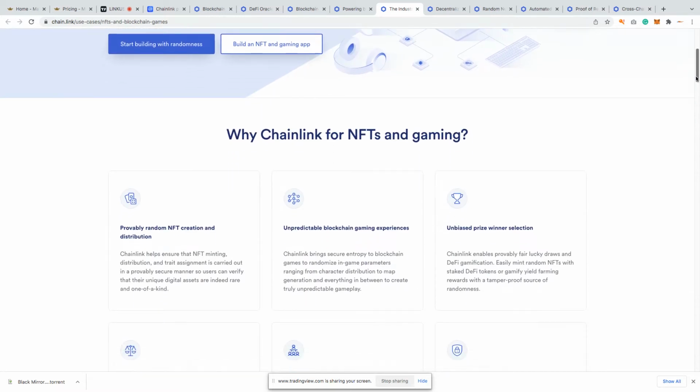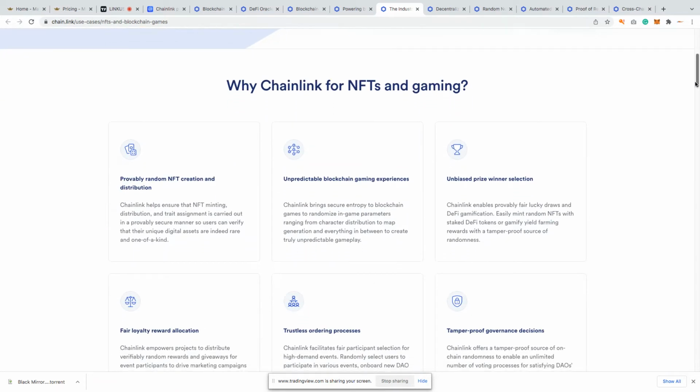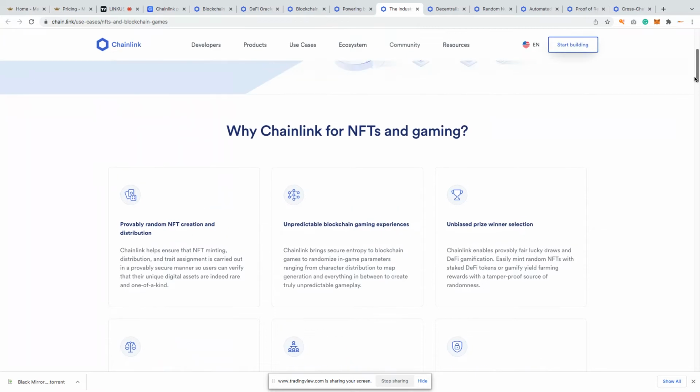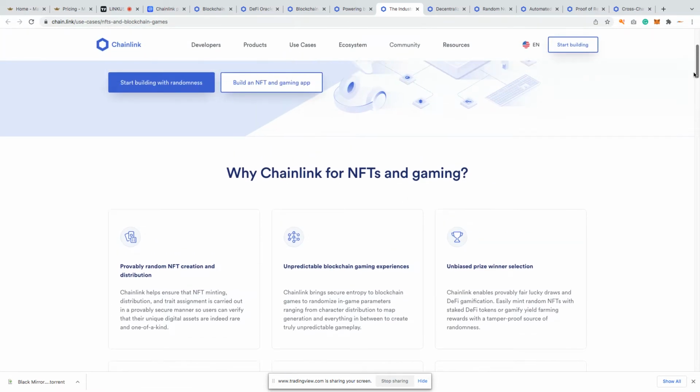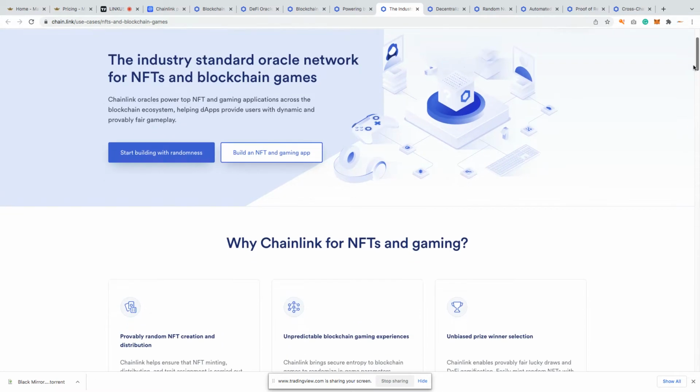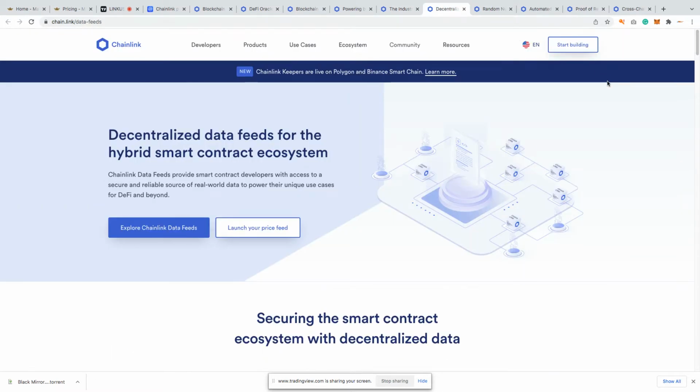So Chainlink is really growing into different ecosystems and connecting a lot of things in terms of blockchain. And one of those is the NFT gaming world. Other things they offer include the decentralized data feed. Chainlink Data Feeds provide smart contract developers with access to secure and reliable sources of real-world data to power their unique use cases for DeFi and beyond.